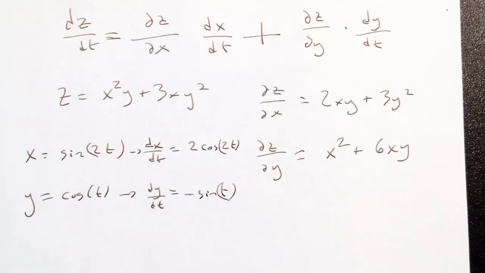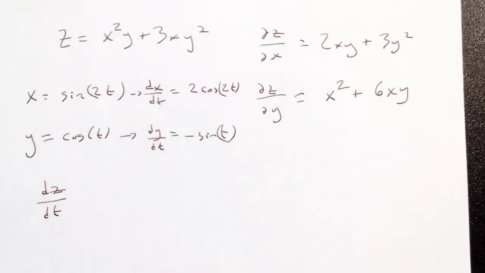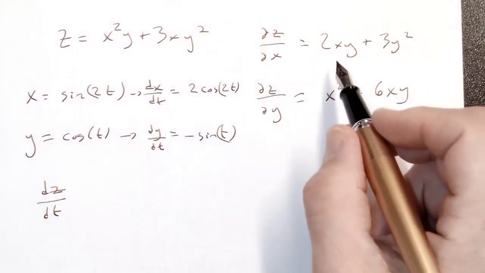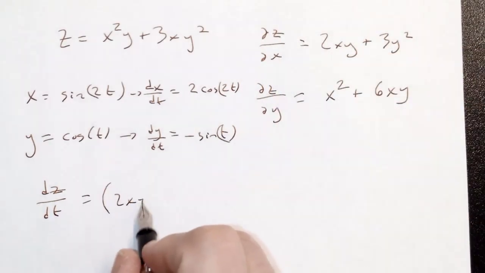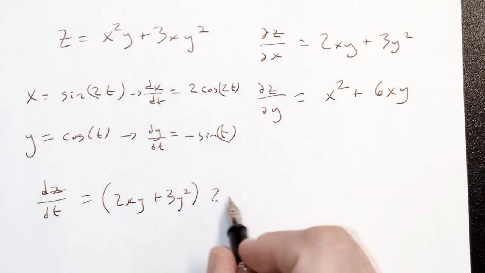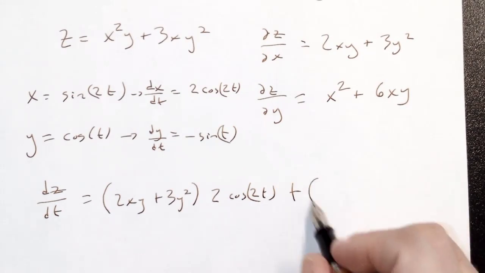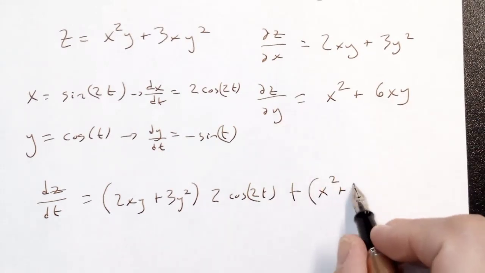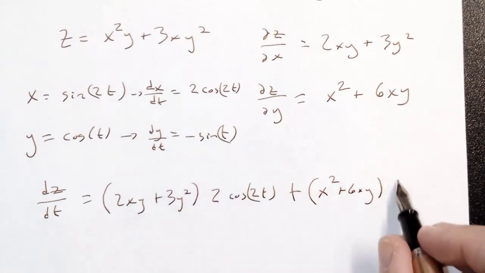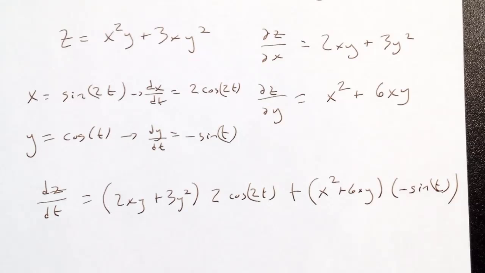And so now I multiply and add to put all these pieces together. To do dz dt, I write out partial with respect to x, 2xy plus 3y squared, times the derivative of x with respect to t. Then I add, write out partial z with respect to y, and multiply by the derivative of y with respect to t. An expression that happens in 3 variables.